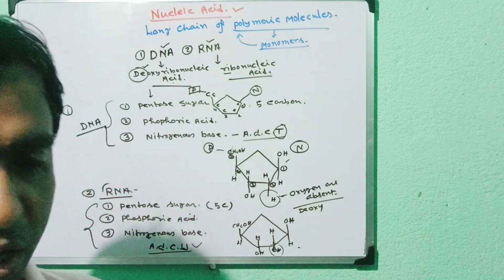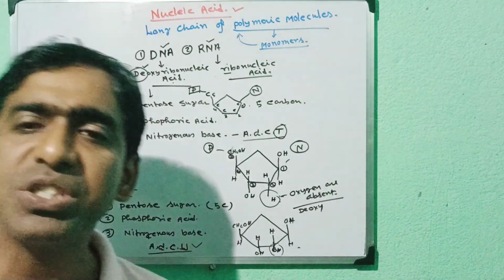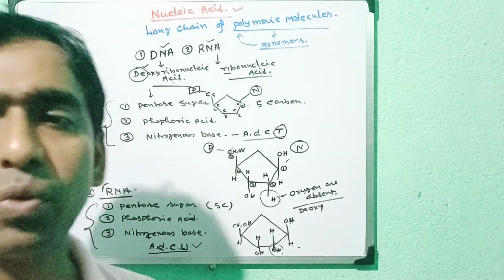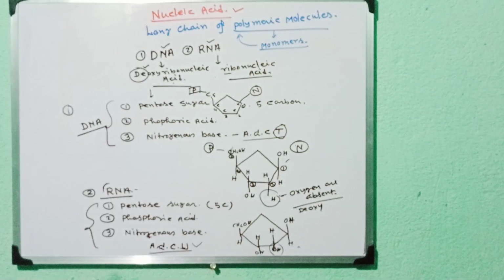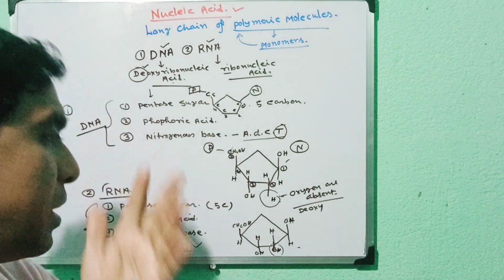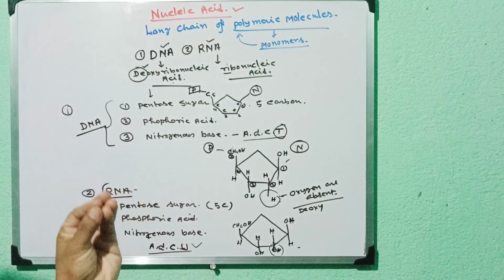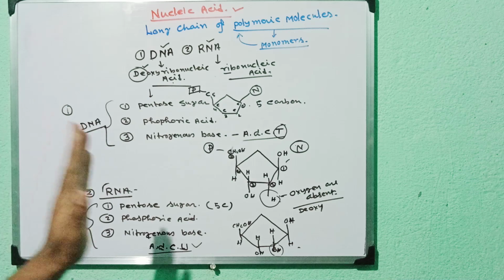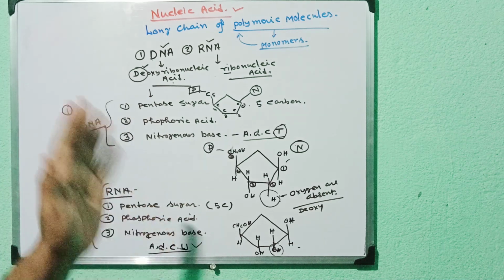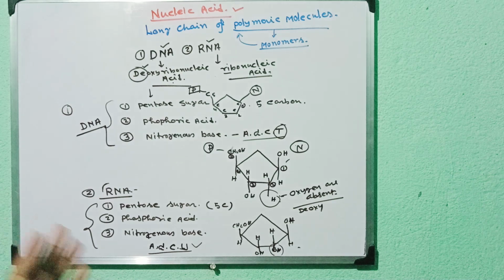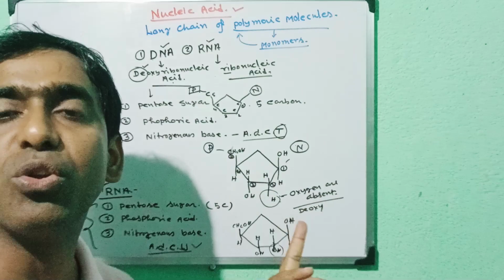Okay, so what is the function of the nucleic acid? The nucleic acid is responsible for the synthesis of protein. The nucleic acid is also called a polymeric molecule, like protein and carbohydrate. These nucleic acids are responsible for the synthesis of the body proteins. And RNA is the component of protein synthesis.